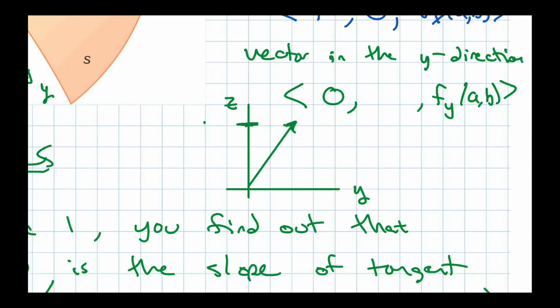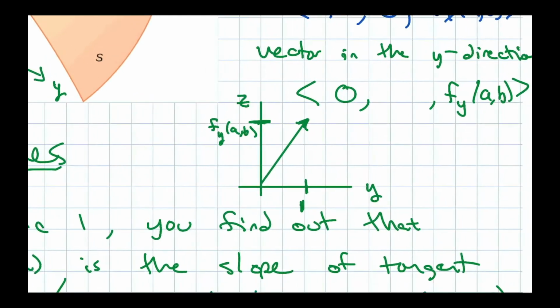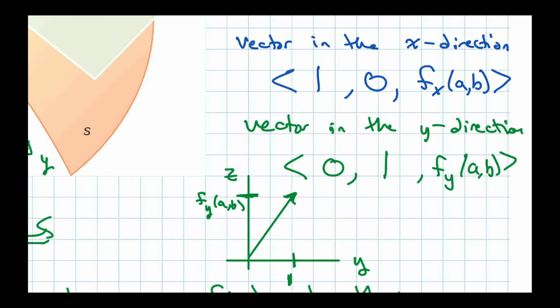The z component of that vector is fy(a, b), and the y component of that vector is 1. That way, if you do rise over run, you just get fy over 1. And that's why that middle component is 1. Again, just to justify, I'm going to say it one more time because this is confusing. The vector that's in the x direction has a 0 y component. The vector in the y direction has a 0 x component.